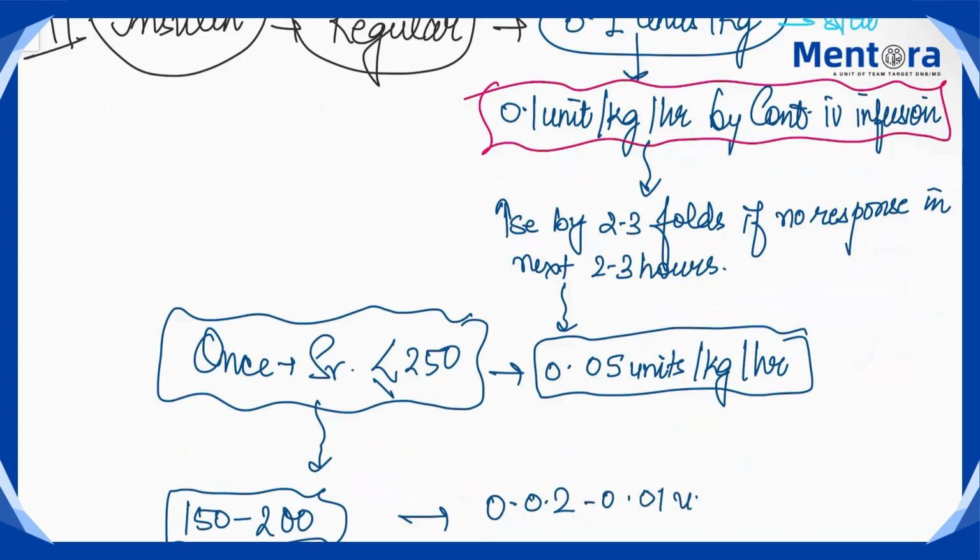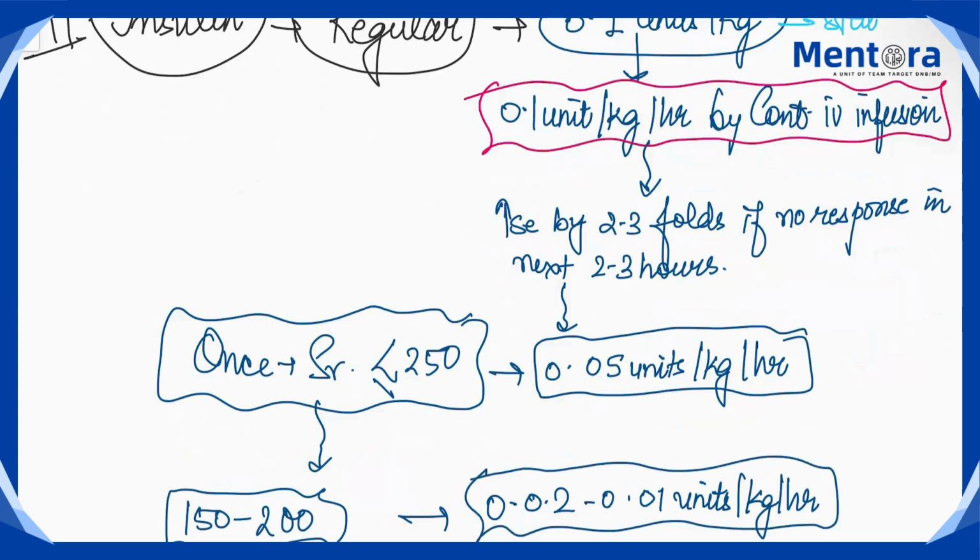0.01 unit per kg per hour. Okay, and then slowly and gradually you can switch to your subcutaneous insulin.